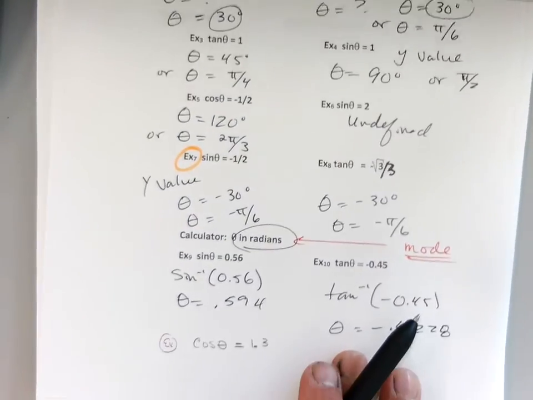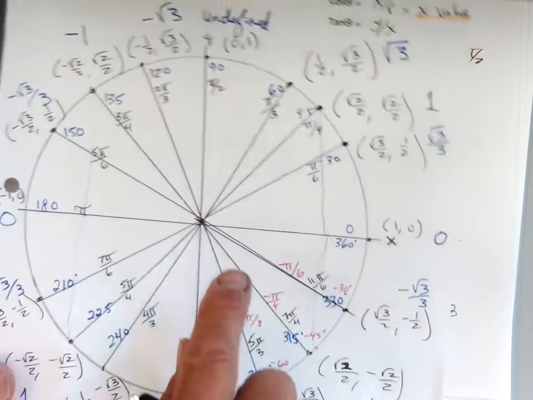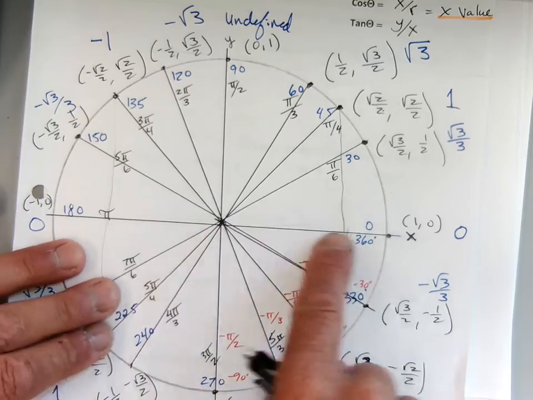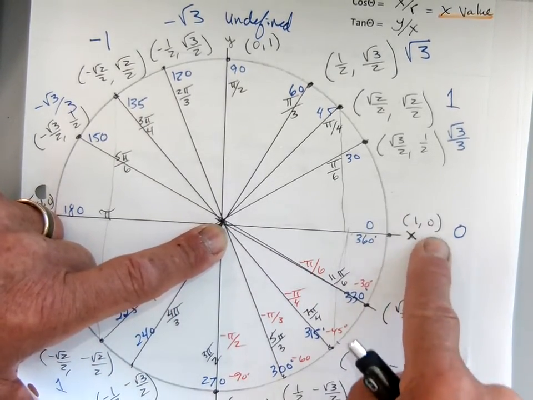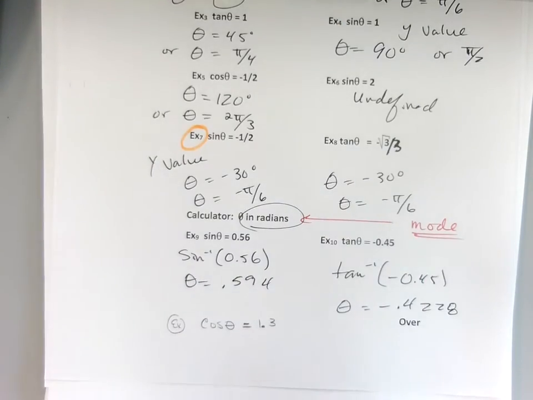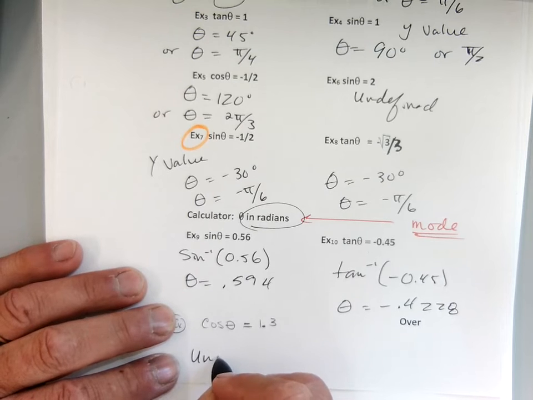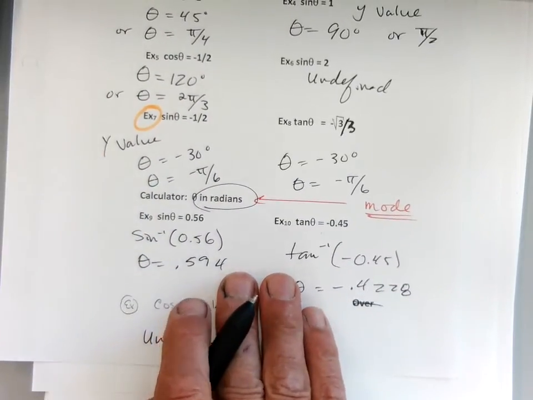Now, next example. All right, Ellie, tell me, once again, what's wrong with this problem? Yeah, the radius is 1. If cosine's the x value, I can get to 1, but I can't get to 1.3. 1.3 is off the circle. There's no angle at 1.3. You guys see how that works? So this one's got to be undefined. It says over, but we're not going to do these just because of time.